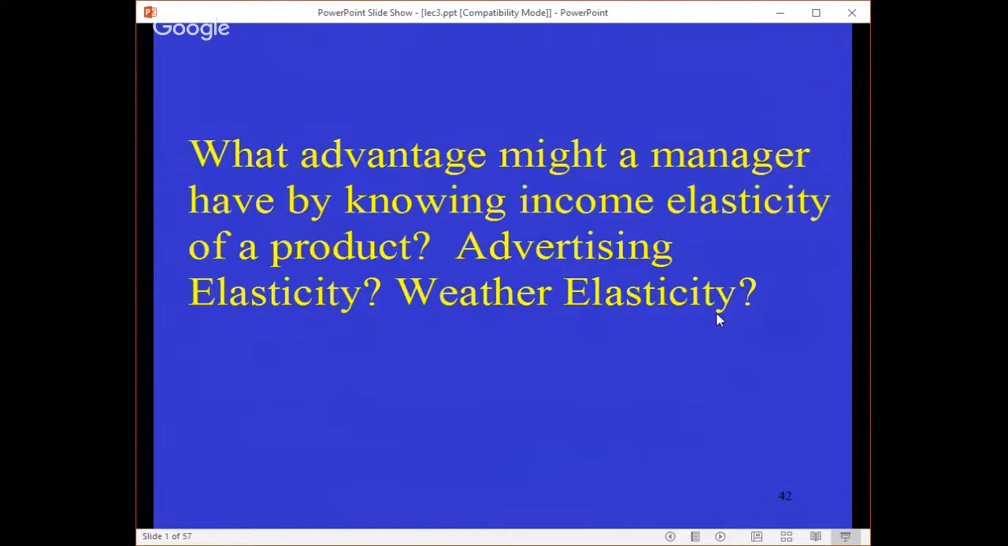Go ahead. Where do we get the number? How do we measure that? The only way you can really measure it is with data, in this case past data. In other words, I increased, or another company increased, advertising by this much and demand increased by this much. That's really the only way to measure it. Questions? Okay.